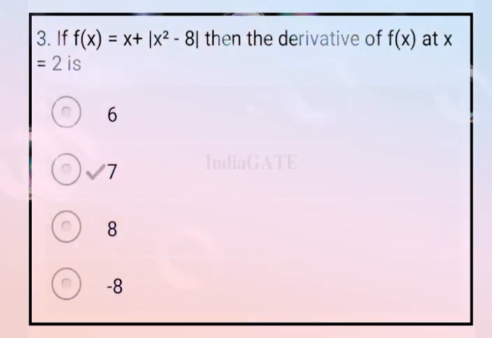If f(x) is equal to x plus mod x squared minus 8, then the derivative of f(x) at x equal to that point is. So it is a very simple question which is asked in the EKT, and the correct answer is option B, 7. Next question.